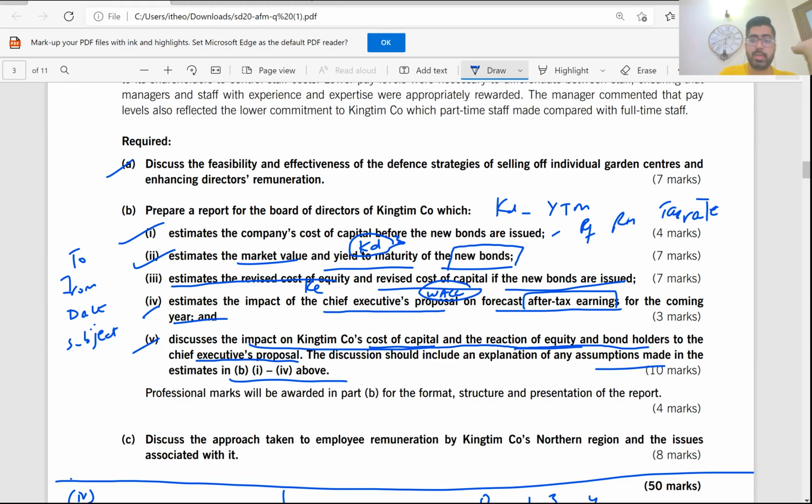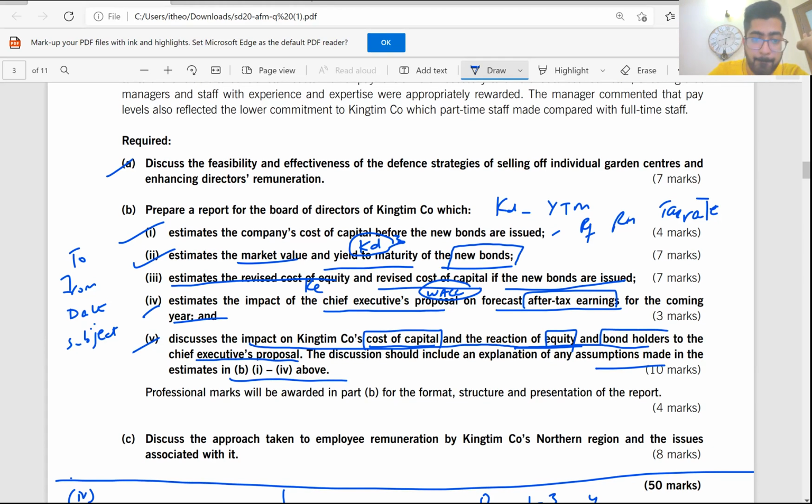Now for 7 marks, you have to discuss the impact on cost of capital and the reaction of equity and bondholders to the CEO's proposal. You have to discuss the impact of CEO's proposal on 3 things: cost of capital, the reaction of equity holders, and the reaction of bondholders. So yeah, it's 7 marks, and if you write 2 to 3 points on each, that's fine.